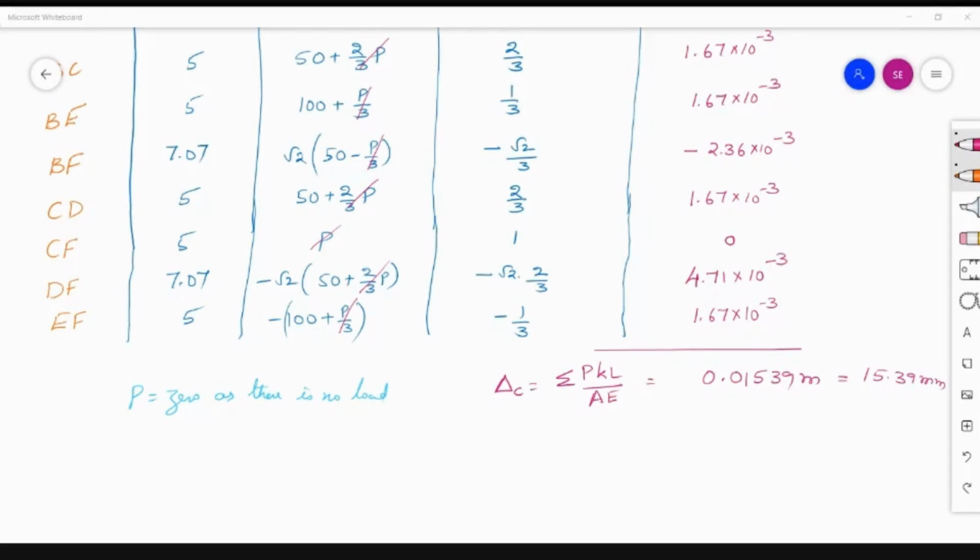Rahul, did you check that answer? Checking, sir. Yes, slightly they might be.